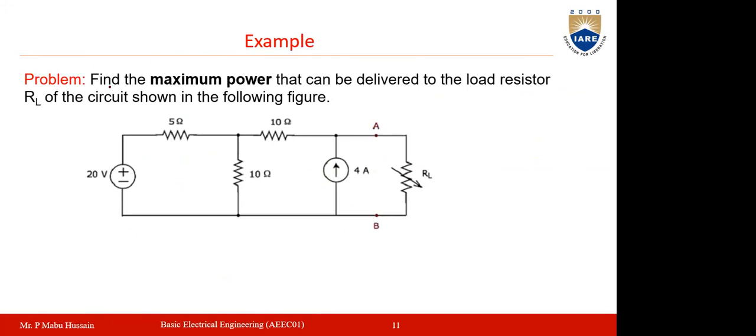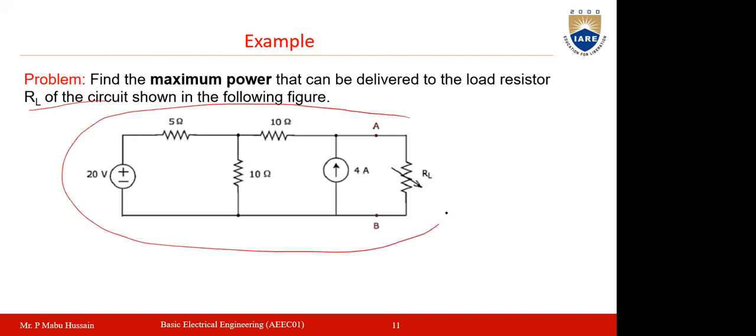See here the problem: find the maximum power that can be delivered to the load resistance RL for the circuit shown in the figure below. So this is the circuit given here. Now in this circuit you have a load resistance RL, which is a variable resistance. Now they are asking for the maximum power delivered to this load. How can you determine the maximum power? So let us see.